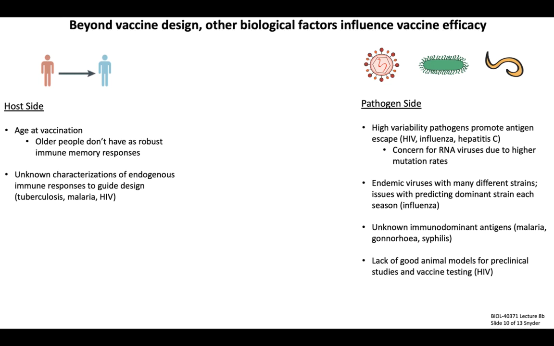There are also pathogens with unknown immunodominant epitopes that haven't been characterized yet. This is the case for the causative agents of gonorrhea and syphilis, as well as with the parasite that causes malaria. Without knowing which antigen to target, it's very difficult to design an effective vaccine. Lastly, there are numerous pathogens that simply lack a good preclinical animal model for studying immune responses and therefore conducting vaccine testing. This is an issue with HIV and represents a barrier for advancing our understanding of endogenous immune responses.